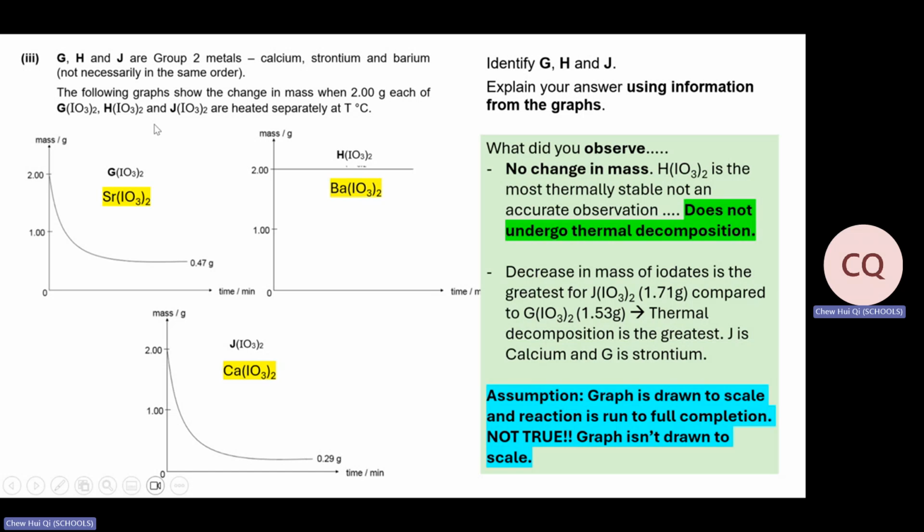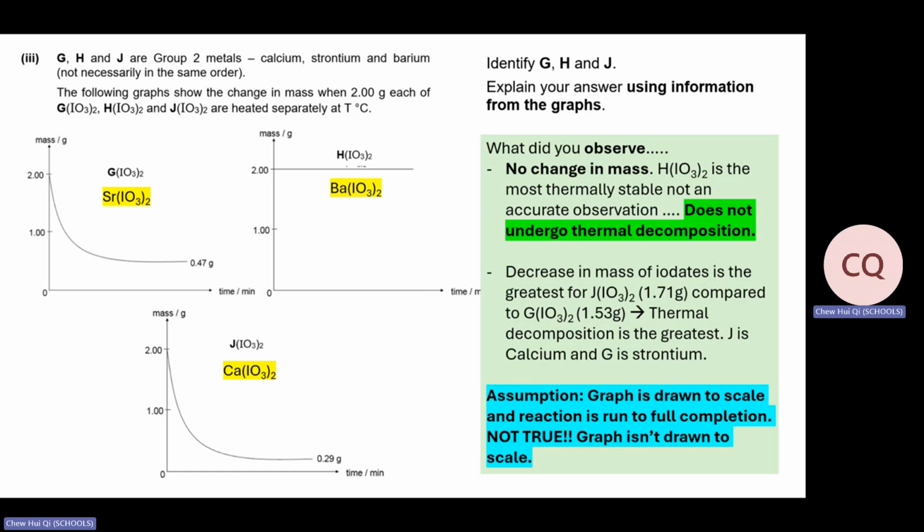Look at the question stem. This is the assumption that you have made, that the graph is drawn to scale and the reaction has run to full completion. Not true. They did not tell you that the thermal decomposition has been run fully. So you cannot assume that the time taken for, let's say, G iodate to achieve 0.47 grams is the same as the time taken for J to achieve 0.29. You cannot assume that the thermal decomposition has been run to full completion.